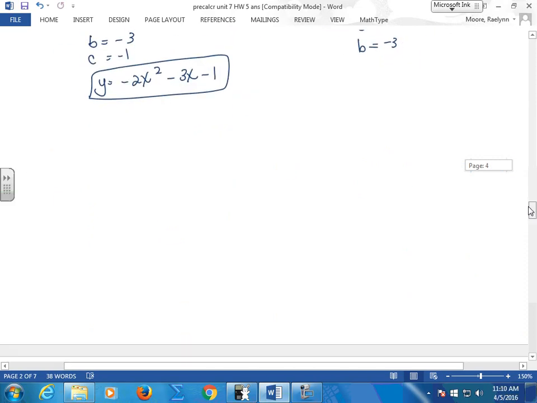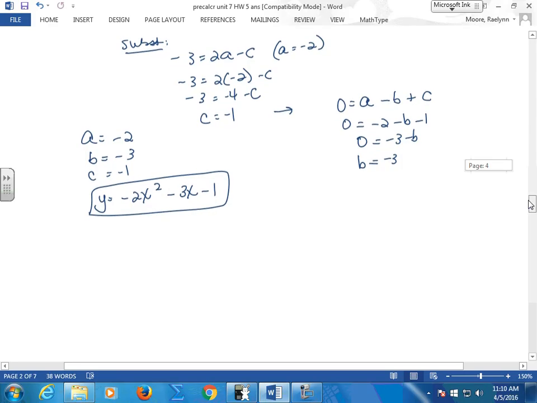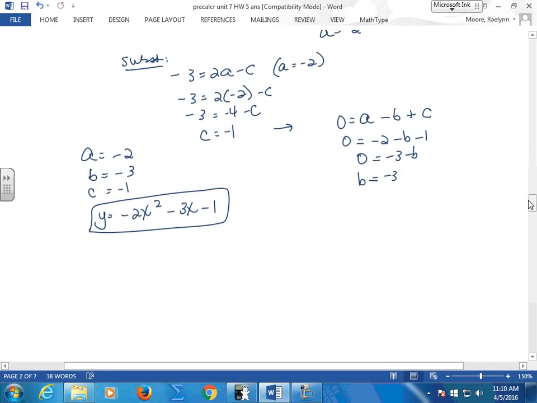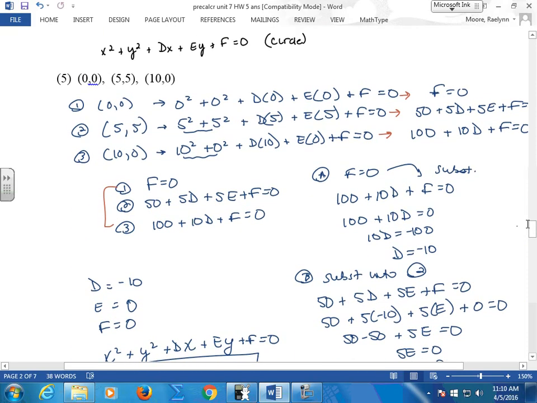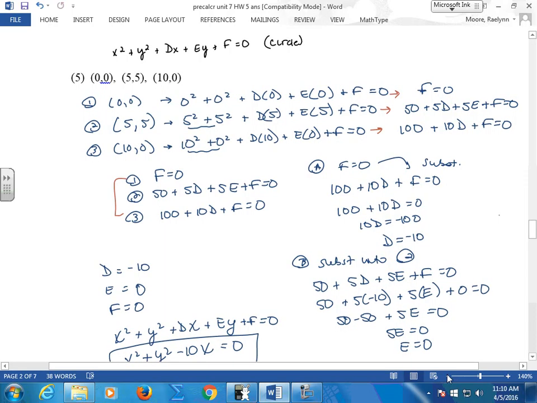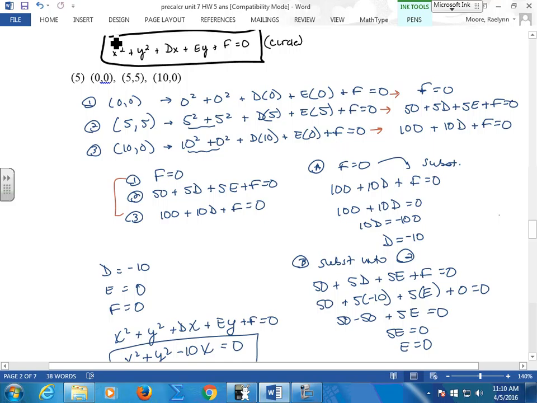All right. And then there's your final answer. Okay? The circle? How'd you do with the circle? The circle one we did for you guys that were in here off of this format. And I will give you this format. This is the format of a circle before we actually complete the square. This is the standard format of a circle.